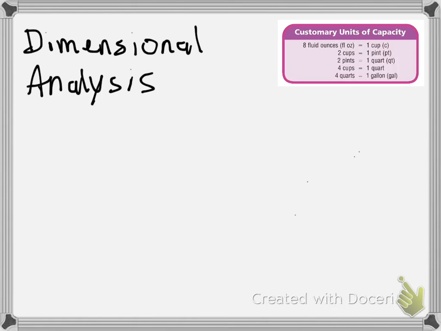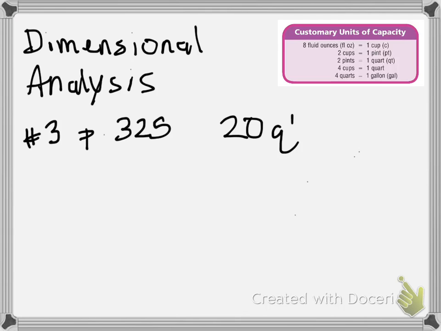Alright, and where I am at number 3 on page 325. Okay, so this is like the practice paper if we were doing a paper copy. But let's just look at how we can use dimensional analysis to help us convert. So number 3 is 20 quarts, and they want to convert that to gallons.